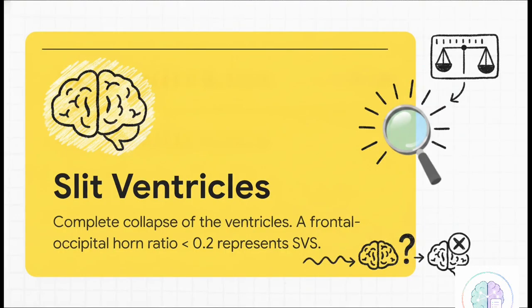So at its very core, the term slit ventricles means exactly what it sounds like, the complete collapse of the ventricles inside the brain. But clinically speaking, how do we actually measure that? Well, based on survey data, a frontal-occipital horn ratio of less than 0.2 is most often the benchmark interpreted as representing slit ventricle syndrome, or SVS. Make sure you keep that specific 0.2 ratio in your back pocket as your baseline metric.